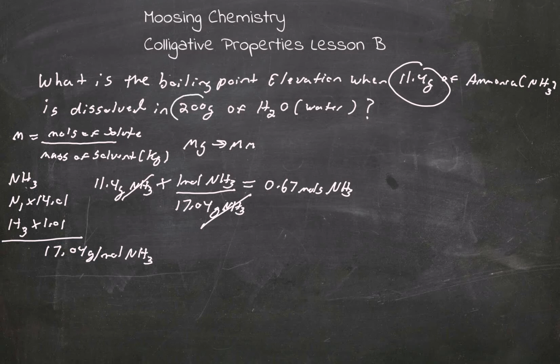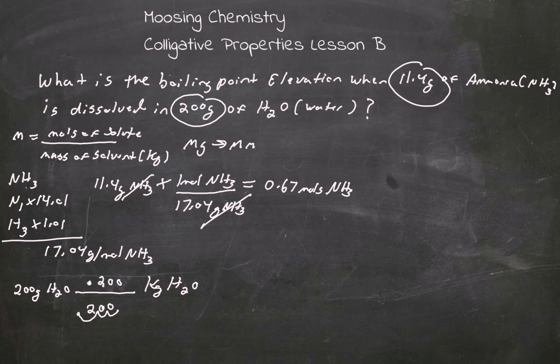Oh, look, this is in grams, not kilograms. Okay, so I've got to convert that. I take 200 grams of H2O, and I want to move it into kilograms of H2O. So I put my 200 down here. You have to move it over 3 spaces, going from grams to kilograms. So it gives me 0.200.